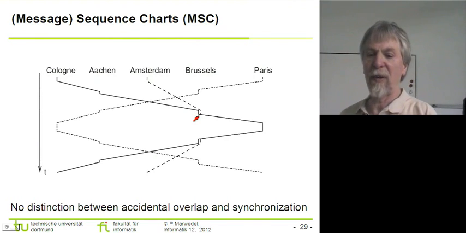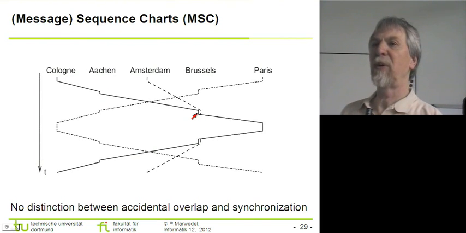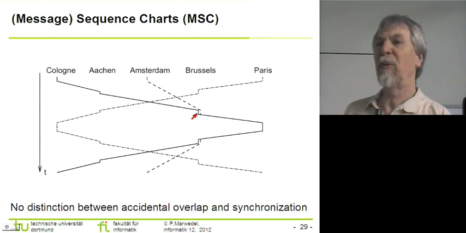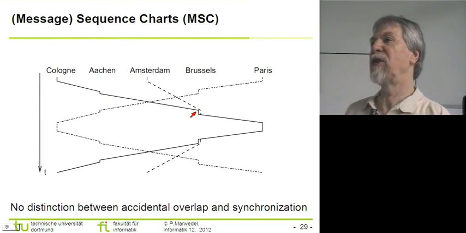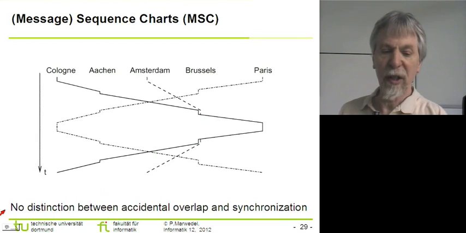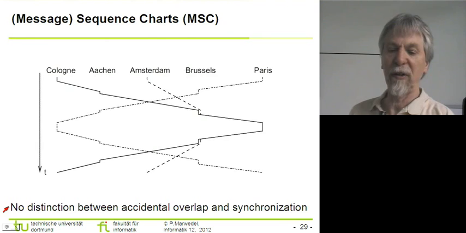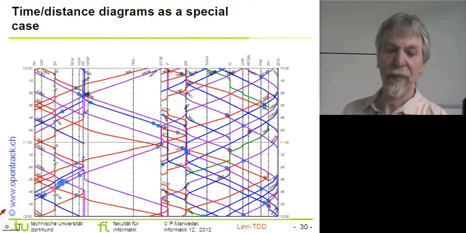Now, in this diagram, it's not possible to figure out whether these two trains meet at Brussels by coincidence or whether some synchronization is really needed there at Brussels. So you don't really know what type of communication, what type of synchronization you would have there at Brussels, because that's not explicit in these diagrams. So therefore, as a disadvantage, we see that there is no distinction between some accidental overlap and really needed synchronization. Yeah, that's a certain weakness there.